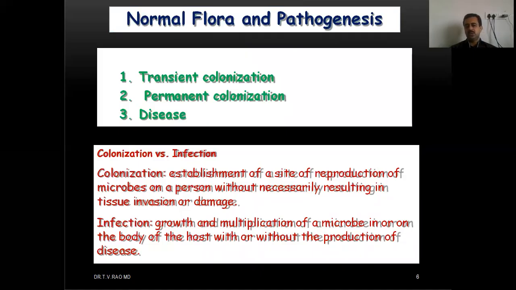So now for pathogenesis: the transient colonization, permanent colonization, and diseases. Of course, as I told you earlier, once the normal flora of the human body start to proliferate or start their metabolism, the metabolism will be helpful for the human body at one point, but under certain circumstances, they may have a harmful effect. For example, colonization: establishment of a site of reproduction of microbes on a person without necessarily resulting in tissue invasion. Infection: growth and multiplication of a microbe in or on the body of the host without the production of disease. So ultimately, colonization of that particular bacteria inside the host for a long period of time may become permanent colonization and under circumstances can develop into diseases.